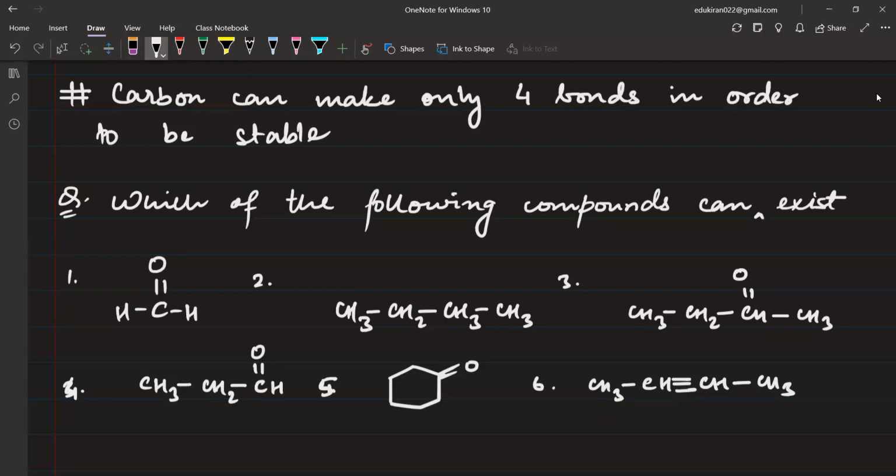Actually, make it in the question: cannot exist. Tell me what are the compounds which cannot exist. That means you have to look in the compounds. There may be 1 carbon or multiple carbons. You have to see whether each and every carbon makes only 4 bonds.